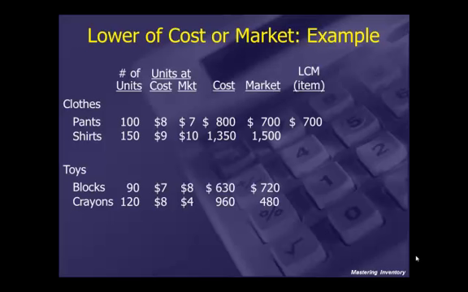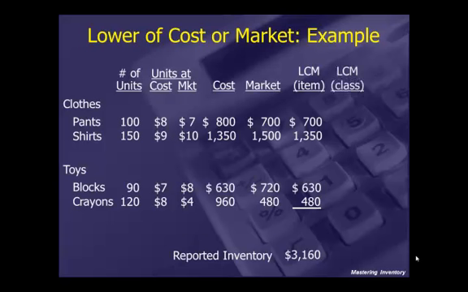Go to shirts. It's cost of $1,350 or our market of $1,500. Which one's lower? Well, $1,350. You go to blocks, pick $630 the cost, and crayons $480. The total would be $3,160 if we're doing this by item for lower of cost or market.